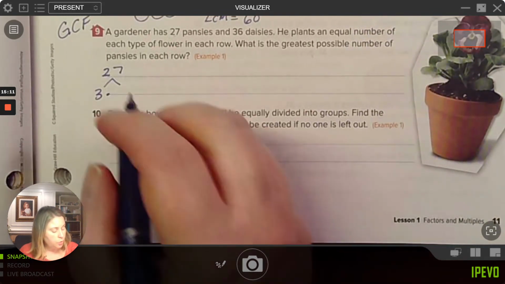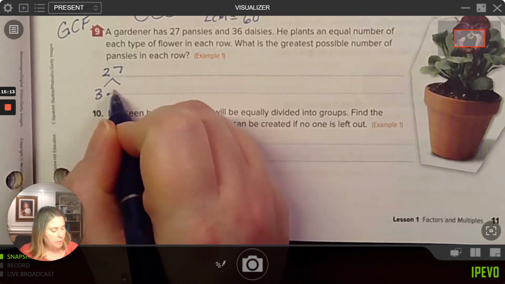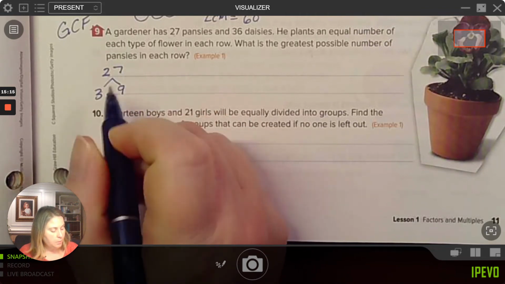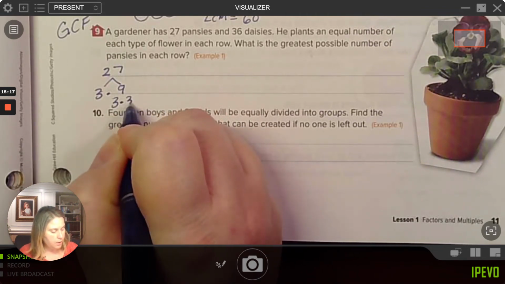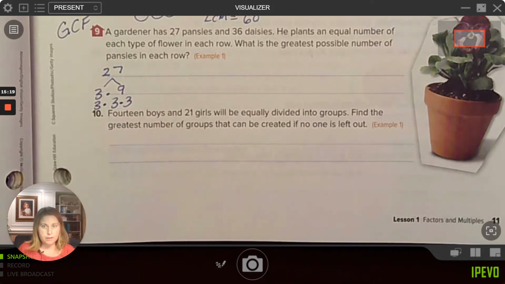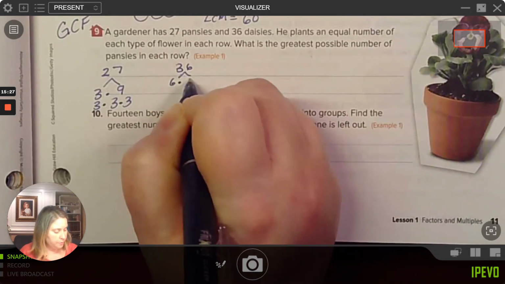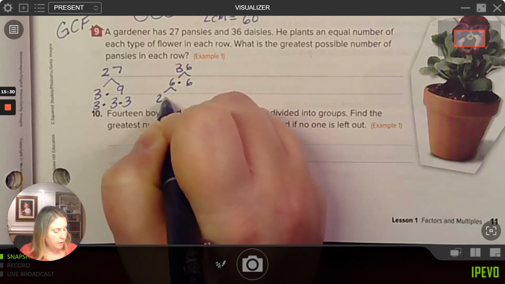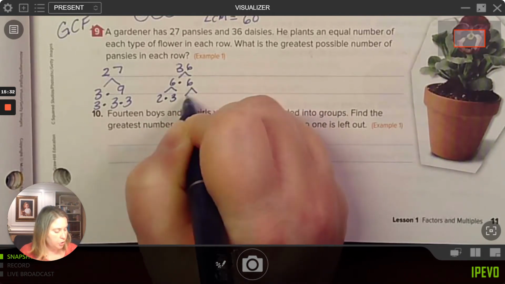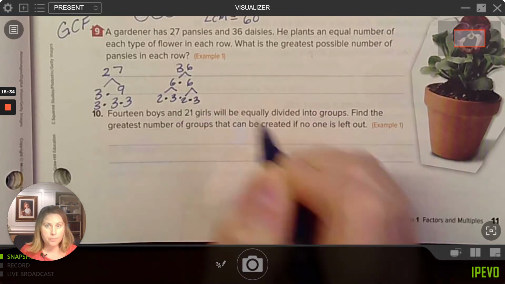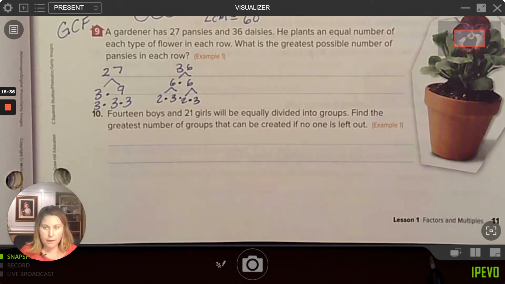And so 27 can be broken down into 3 times 9, and then 9 can be broken down into 3 times 3, and I'll just bring that 3 straight down. And then 36 daisies, so 36 can be broken down into 6 times 6. And each 6 can be broken down into 2 times 3. And then so we're looking for the greatest factor they both have in common, greatest common factor.